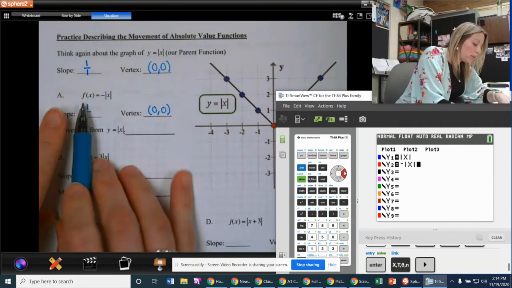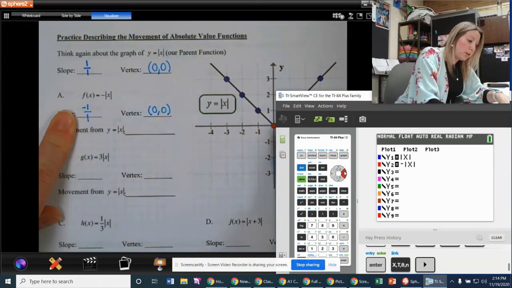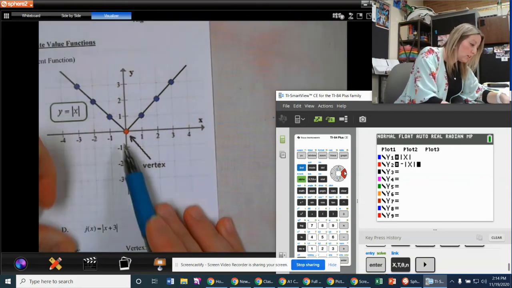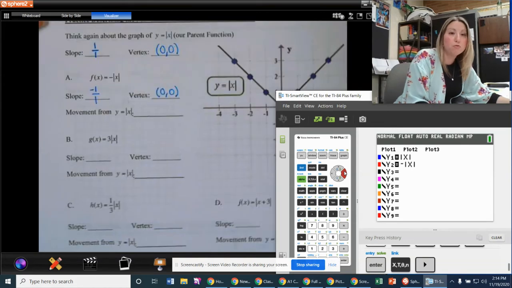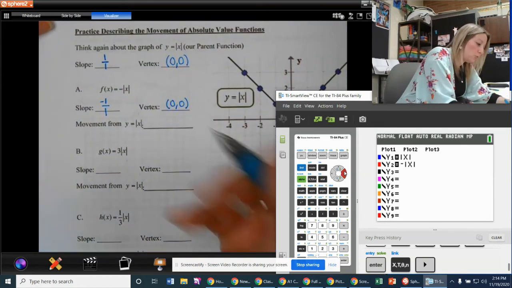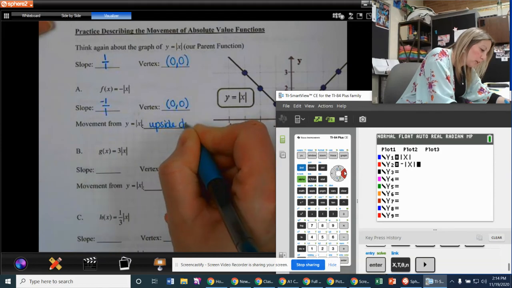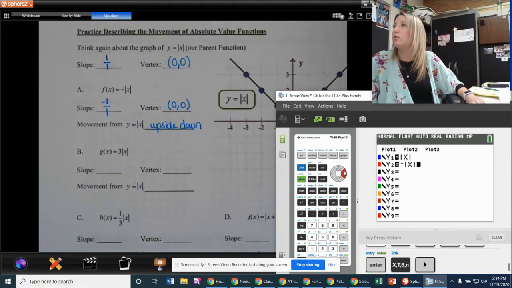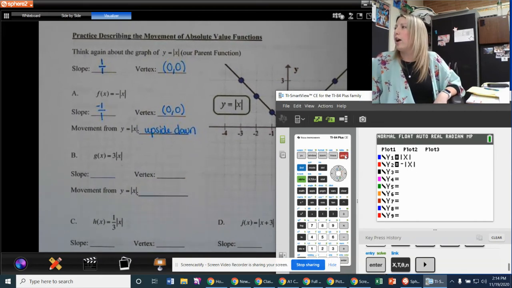Okay. What's the movement going to be? Well, it's now negative 1. So what are we going to do? We're going to be down like this. So this is an A shape. This is upside down. So that's the movement from the parent function: we're going to be upside down. Okay, now let me prove that in y2. All right, so I'm going to press graph.